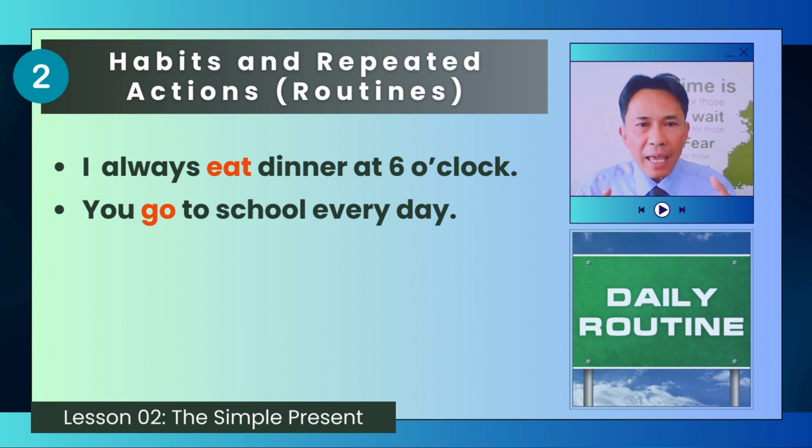Okay, now let's look at another example. You go to school every day. Do you see the clue that helps you know that this is something that happens regularly? Right, it is every day. So it's something that happens as a routine or a habit. So you go to school. The verb here is go. You go.